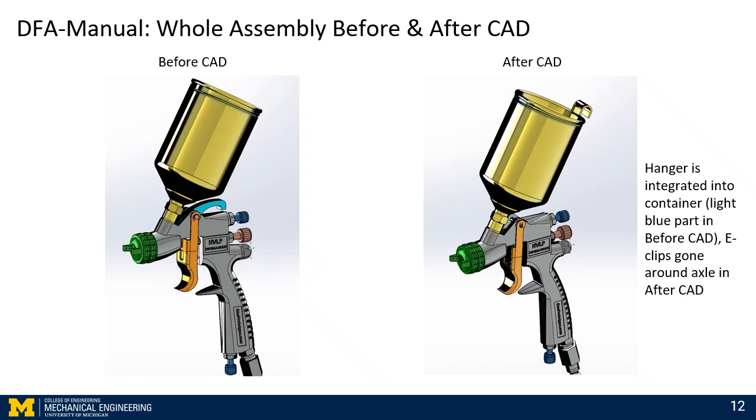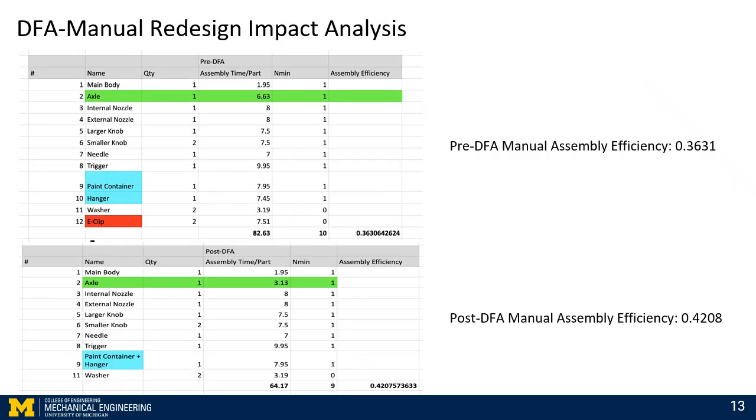So the hook on top of the container previously used to be the light blue part in the before CAD, and the only purpose of this part was to physically hang the gun up. So we just attached it to the top of the container. Here's our impact analysis. Pre-DfA, the assembly efficiency is about 0.3631, and post-DfA is 0.4208. So that's a pretty significant increase.